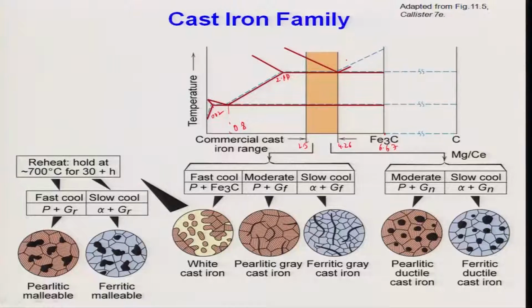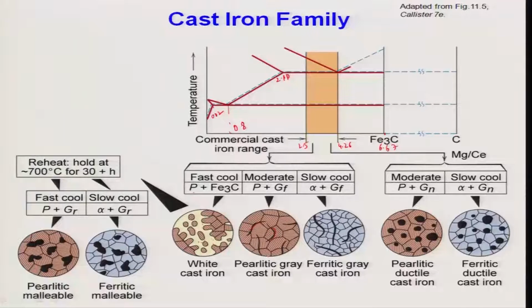Now, what are the different things? If you cool fast, it will lead to perlite plus cementite, as you see here. These white things are cementite and these are perlite. So, that is the way you form the white iron, correct. Second thing, if you have silicon and moderate cooling, then you have perlite plus graphite flakes, correct.